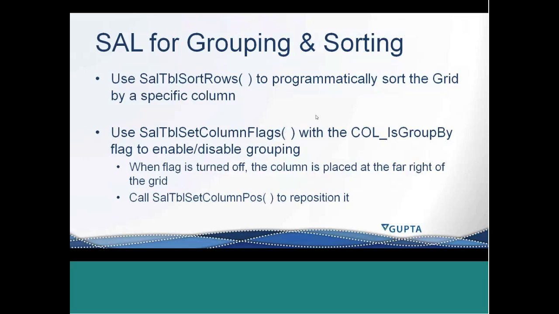Also, another table window function, SalTblSetColumnFlags. If you use it with the COL_IsGroupBy flag enabled, then you'll be able to group your grid by multiple columns. And when the flag is turned off, the column is placed at the far right of the grid. This is the default behavior. So to reposition it, you can simply call SalTblSetColumnPos to reposition the column into the right place where you wanted it to be. So those are the functions to programmatically group and sort the grid.